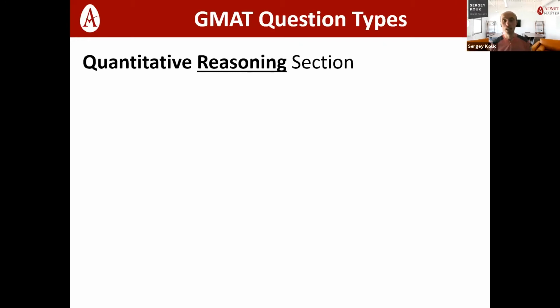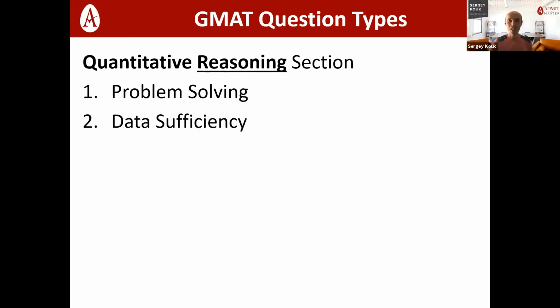For example, the quantitative reasoning section consists of the problem solving, which is not about solving problems, by the way, and data sufficiency, which is even more unique because here in this example, you don't even need to solve the problem. You just simply need to demonstrate your ability to understand when it's possible to solve the problem. Now, we are going to take a look at the data sufficiency question today.